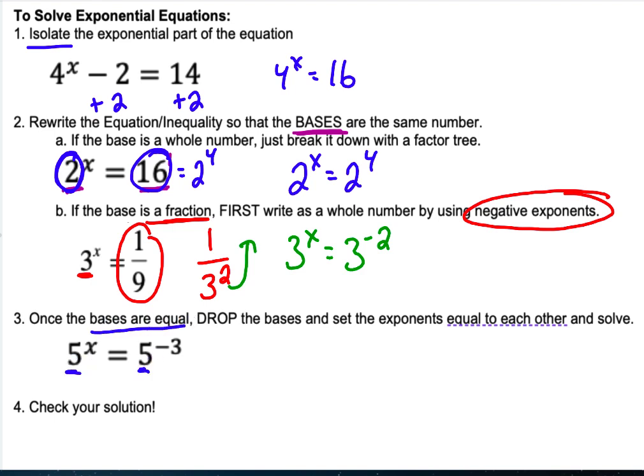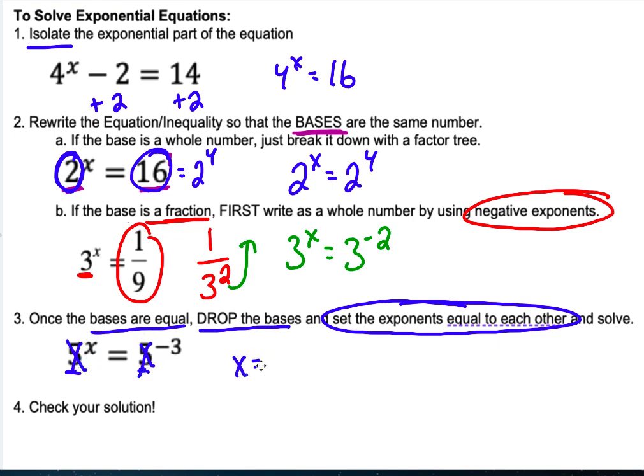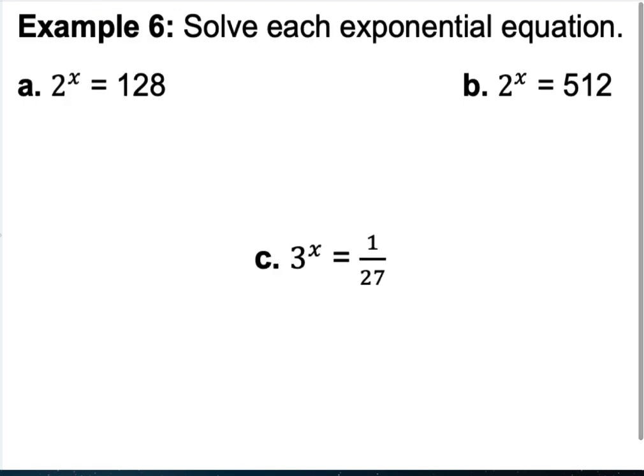And our last step is, once the bases are equal, which is what we've done in the last couple examples, we can drop the bases and just set the exponents equal to each other. So here, 5 to the x power is equal to 5 to the negative 3rd power. We drop the bases, and we say that the exponents have to be equal, so x is equal to negative 3. All right, so let's see that in action.